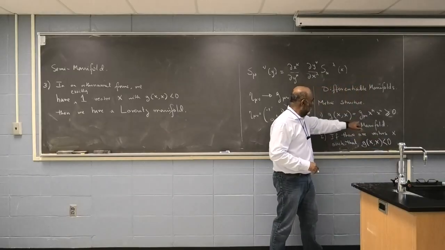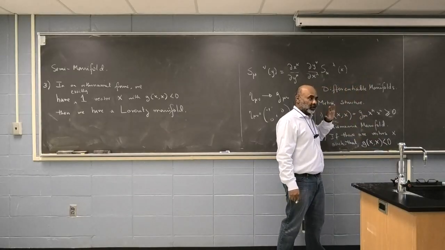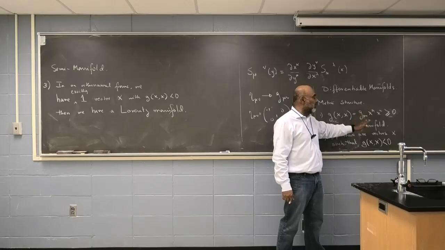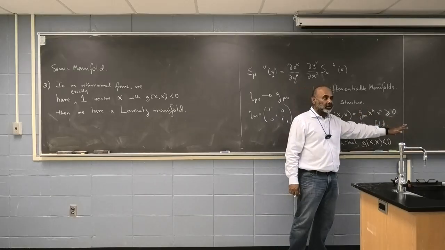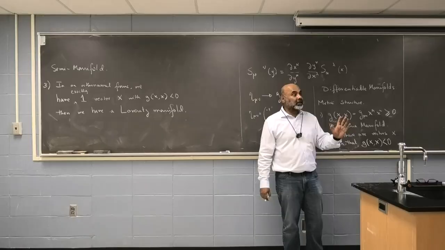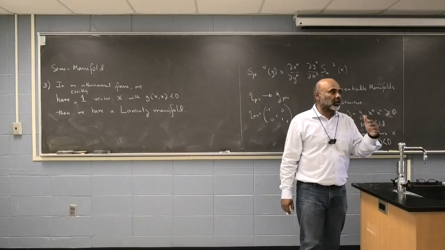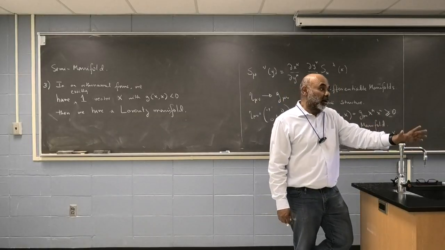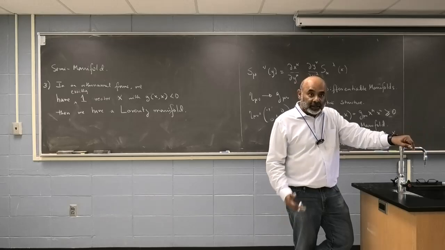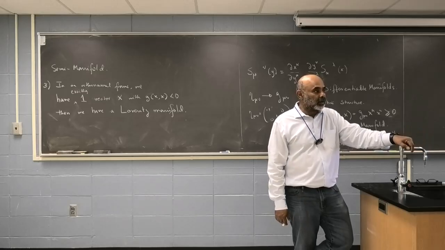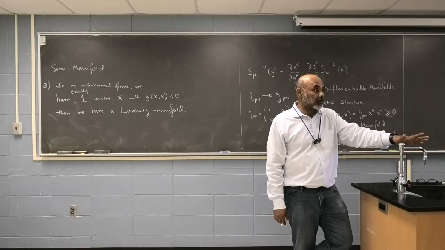What I mean is like this quantity. If it is positive semi-definite, meaning greater than or equal to 0, then we say it's a Riemannian manifold. This is like our Euclidean space. Suppose you have vectors with negative length, like in special relativity, we call it a semi-Riemannian.